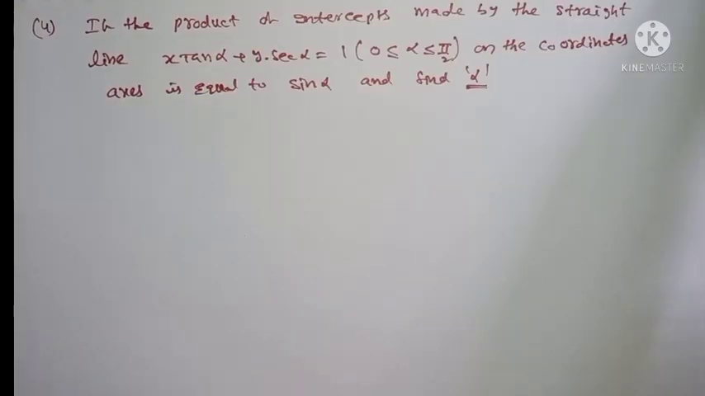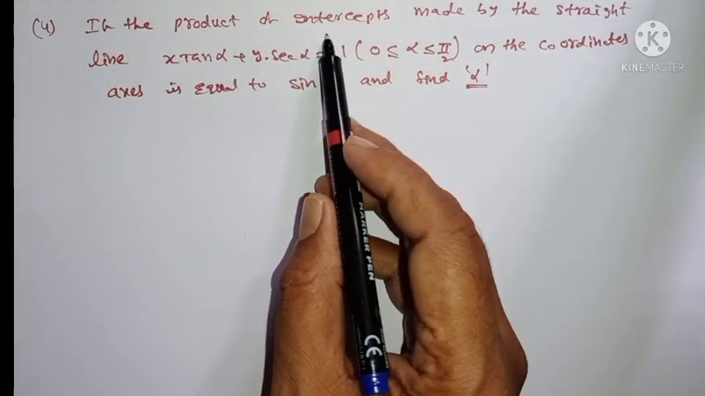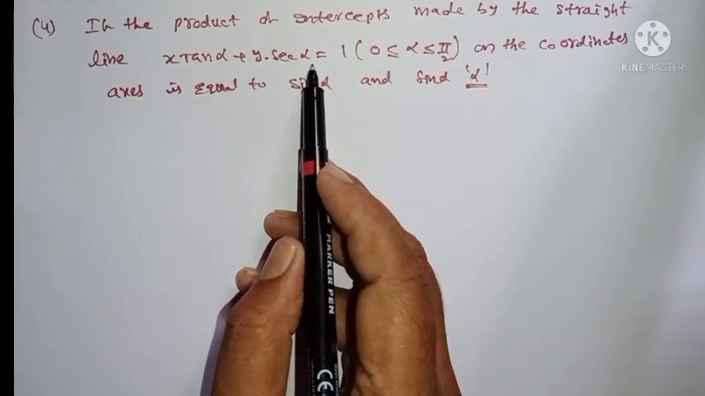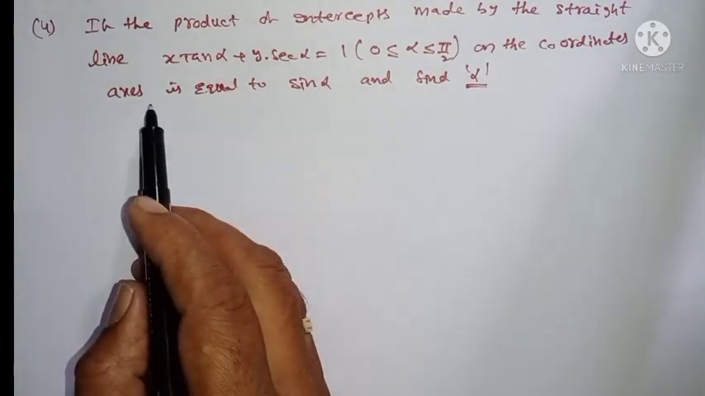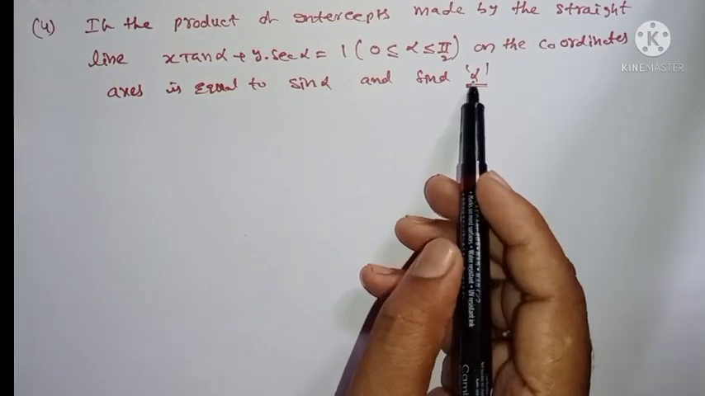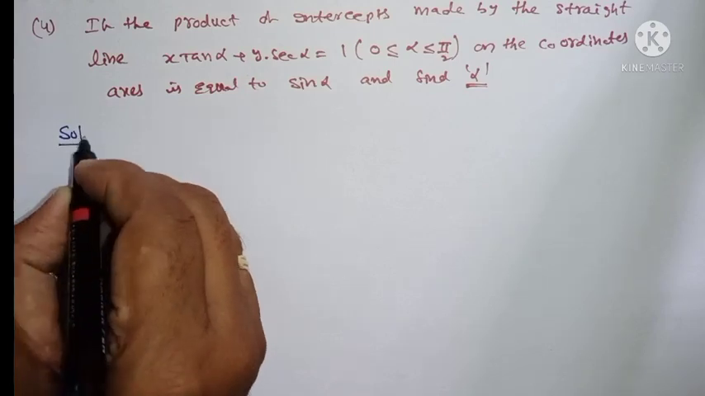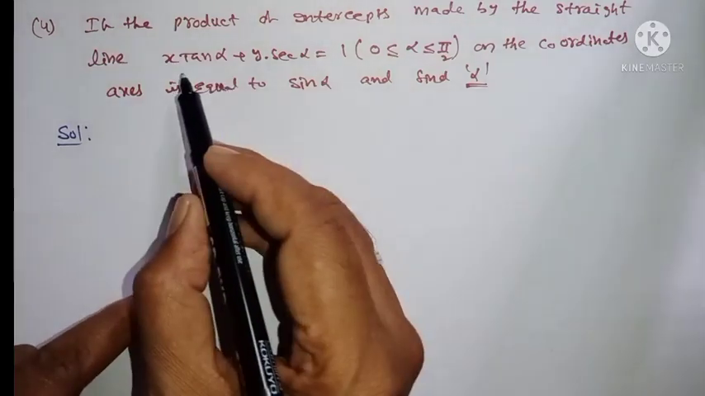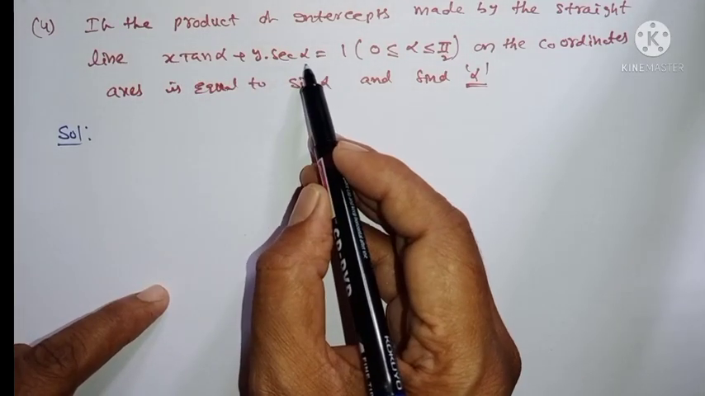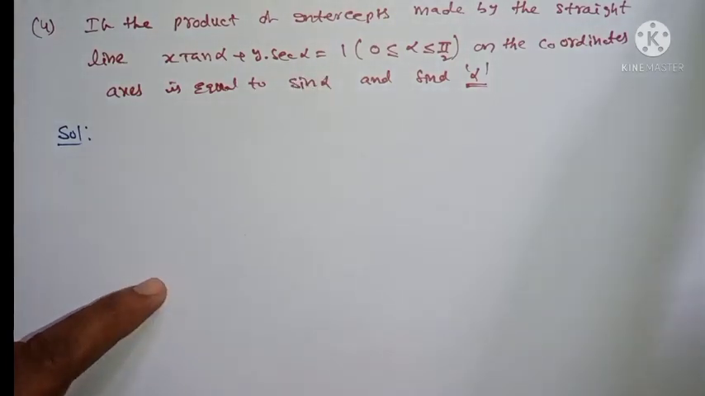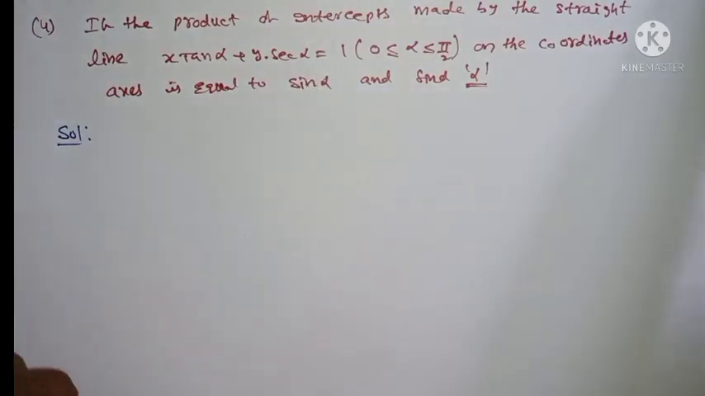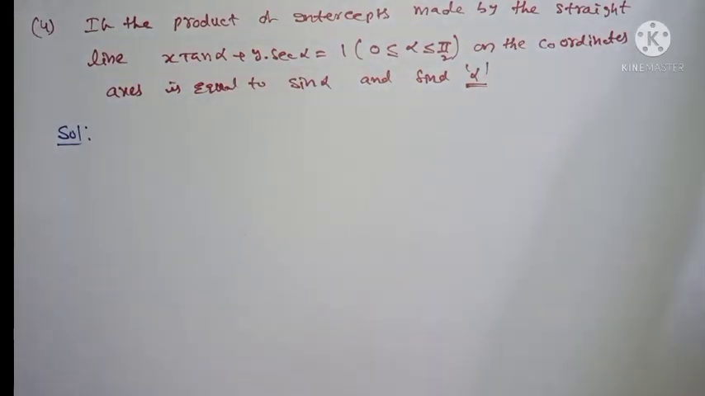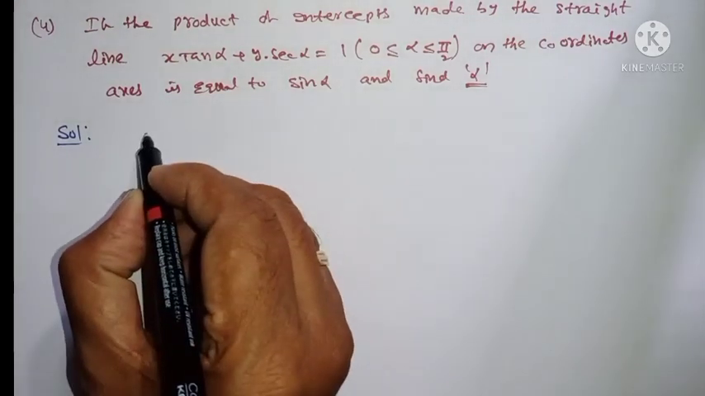Next question: if the product of the intercepts made by the straight line x tan alpha plus y secant alpha is equal to 1 on the coordinate axes is equal to sin alpha, find the alpha. Listen, first understand the problem: product of the intercepts. Therefore write the given equation in intercept form, and find the x intercept and y intercept. The product of the intercepts is equal to sin alpha, as given. Then find the alpha value. First understand the question. Write down the given equation here.